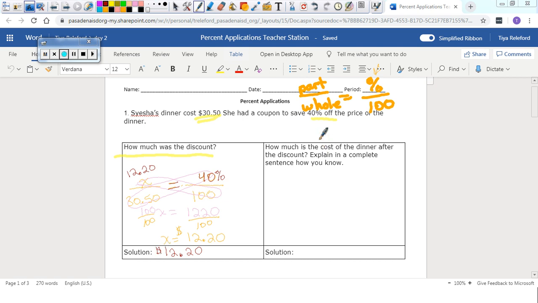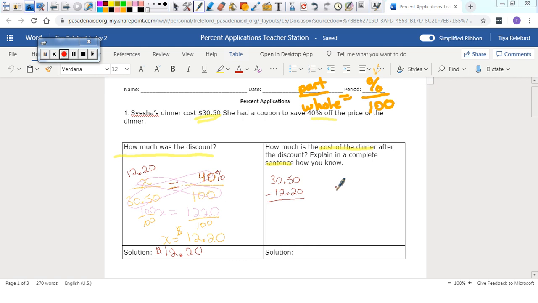$12.20. Now, the next question says, how much is the cost of dinner after the discount? And then it says, explain in a complete sentence. So if it's a discount, it's subtracting. You do need to subtract on your paper, or at least tell me that you subtracted. If you want to go do it somewhere else so it's not borrowed up and yucky, you can do that. But I need to see the subtraction, and then I need a sentence.